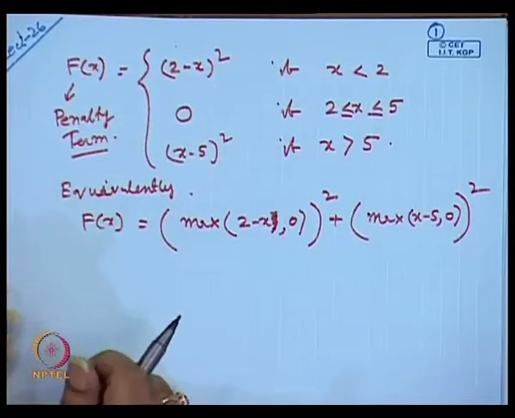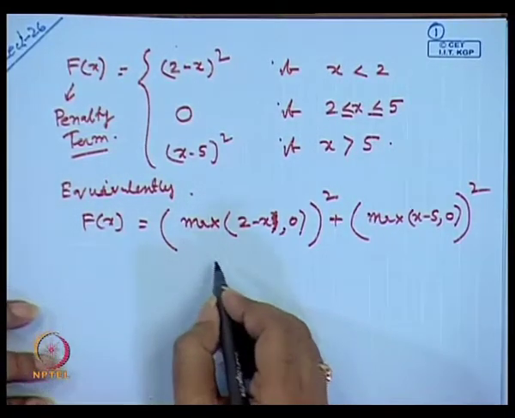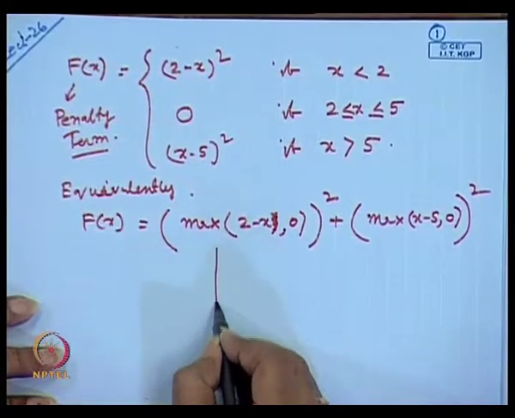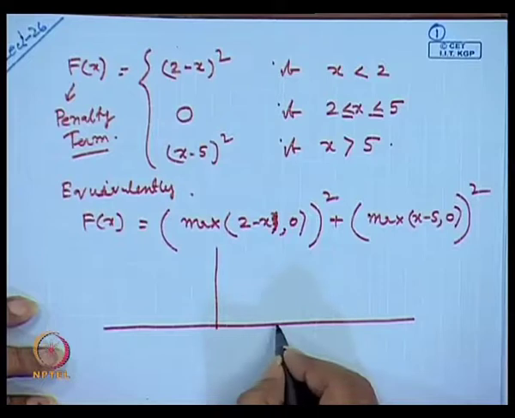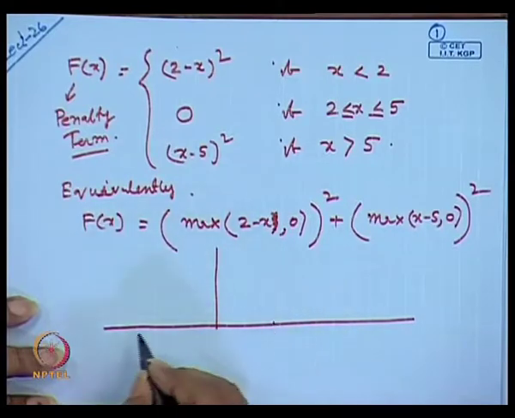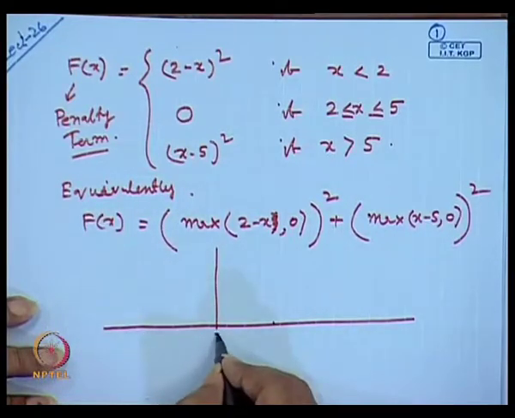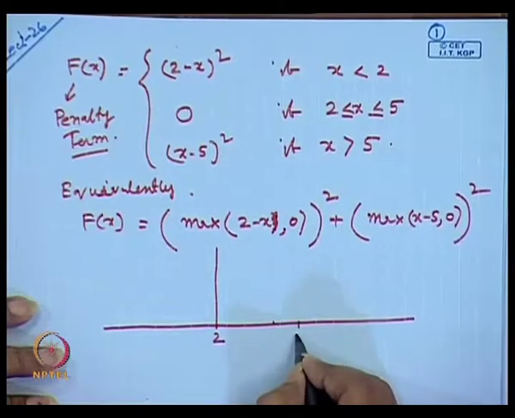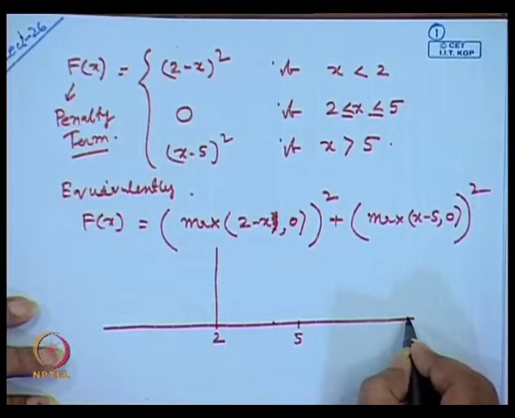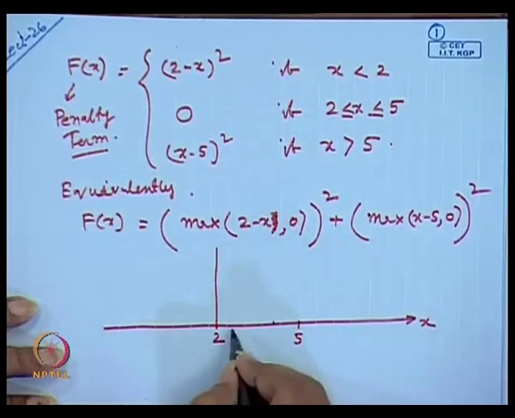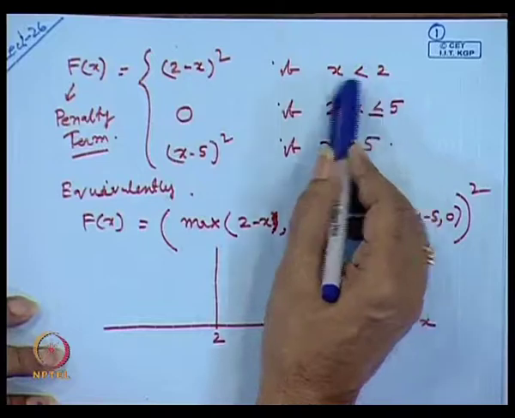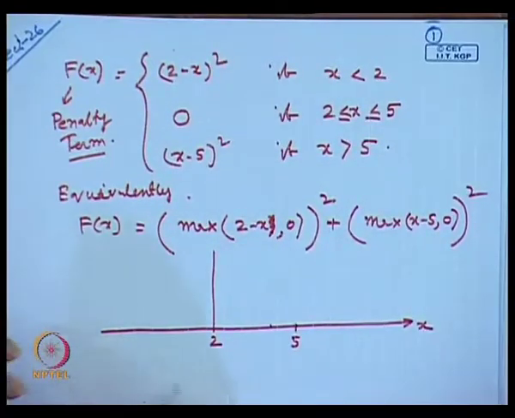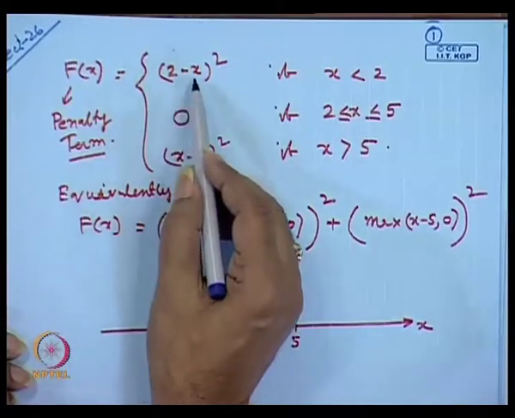So, if you plot this curve now, let us see this. Our feasible region is 2 to 5 and this is our x. 2 to 5 is the feasible region. Then when x is less than 2, that means in this region, what is this value?